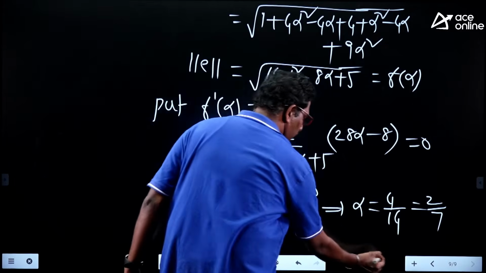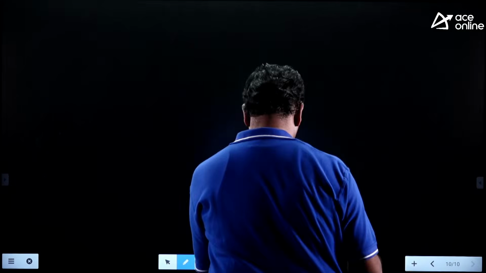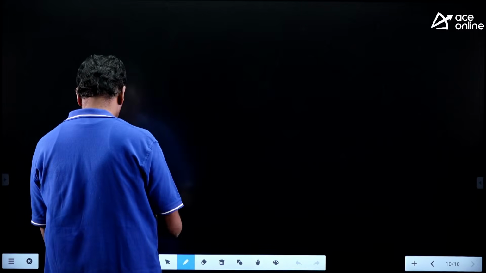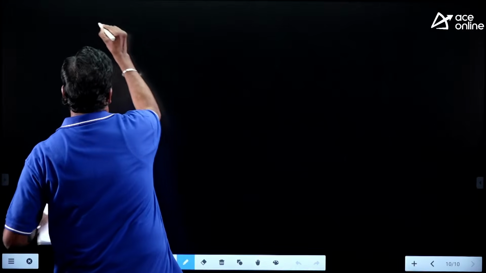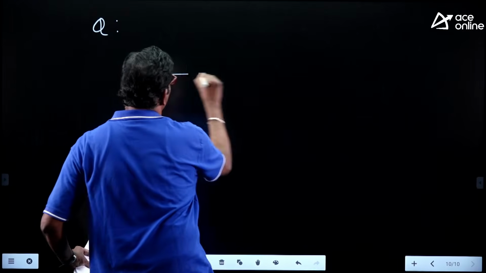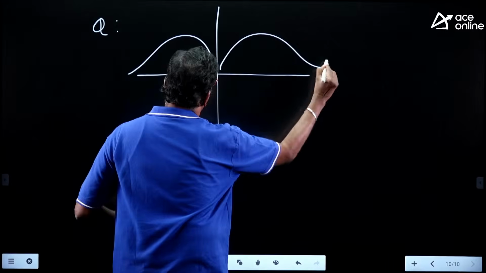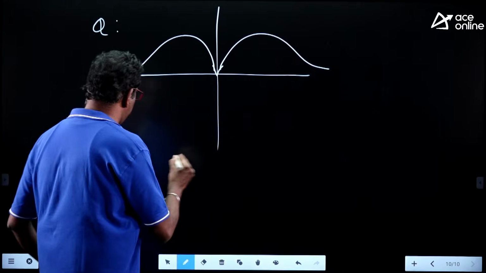Okay. Now coming to the next question. A question is given like this: one graph is given, and 4 functions are given as 4 options.